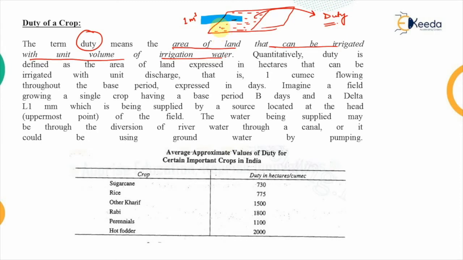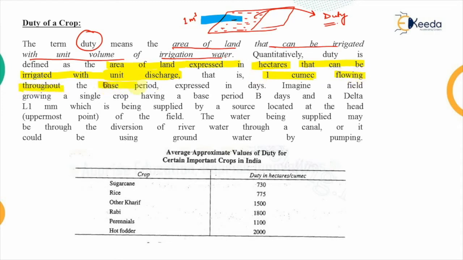That means if in the entire field this crop was grown and this volume of water was able to irrigate only this much area, not the entire field, then the duty of the crop will be equal to this area only. Now how do we define this? Quantitatively, duty is defined as the area of the land, expressed in hectares, that can be irrigated with the unit discharge. That means the amount of water supplied to the field is equal to 1 cubic meter per second, flowing throughout the base period.